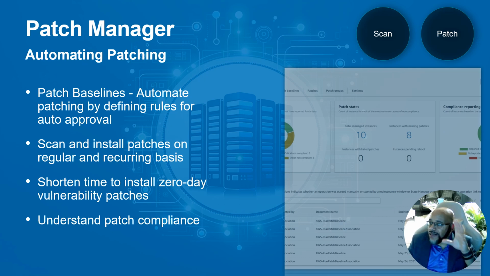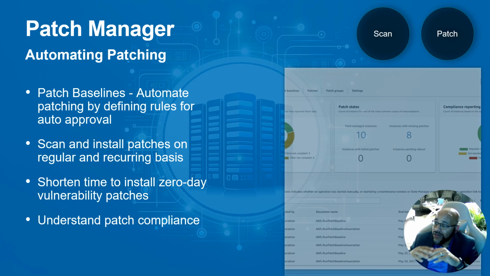The patch baselines are the cornerstone of this process, where you can automate patching with rules for auto approval. This level of automation ensures that your environments are proactively secured with the latest patches. Regular scans and installations are pivotal with AWS Patch Manager. It excels here by systematically scanning and installing patches on a scheduled basis.